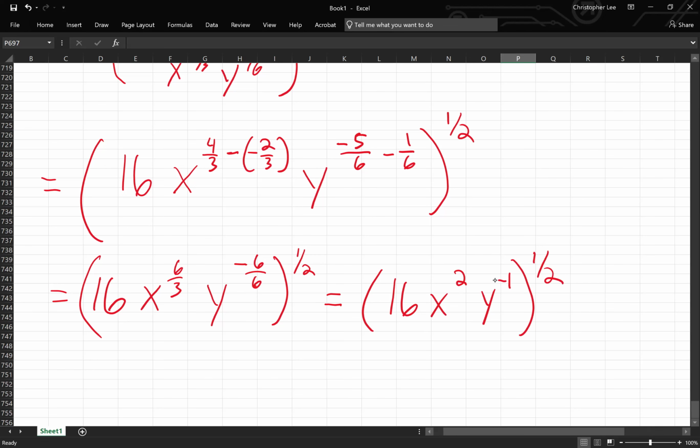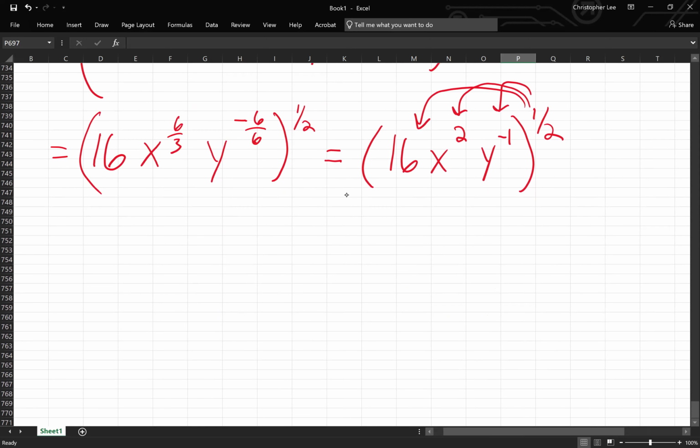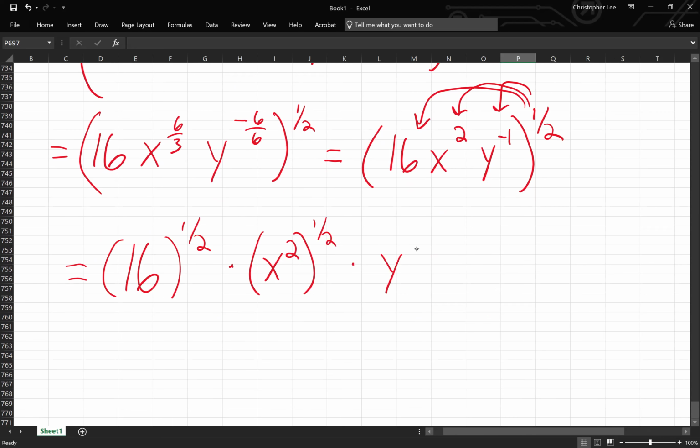Of course, the half power right there, right? Take that power, throw it on to everybody. Everybody gets it. So what do I have? I have 16 to the half power times x squared to the half power times y to the negative 1 power to the half power. 16 to the half power is what? Square root of 16, which is 4, right?